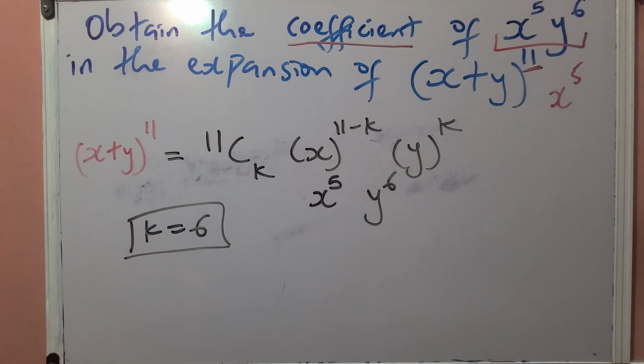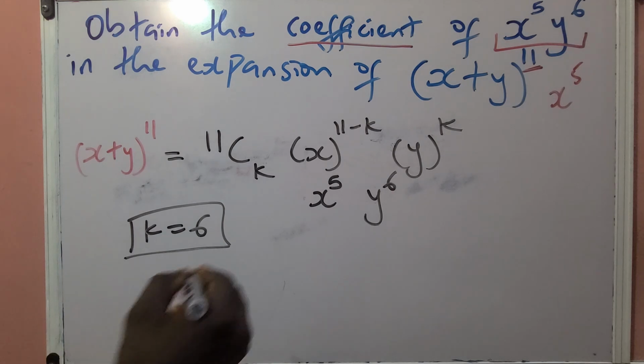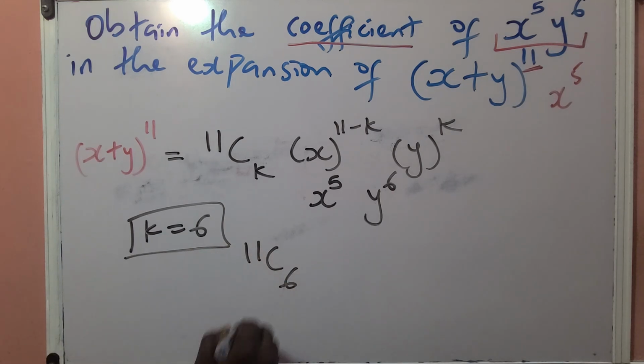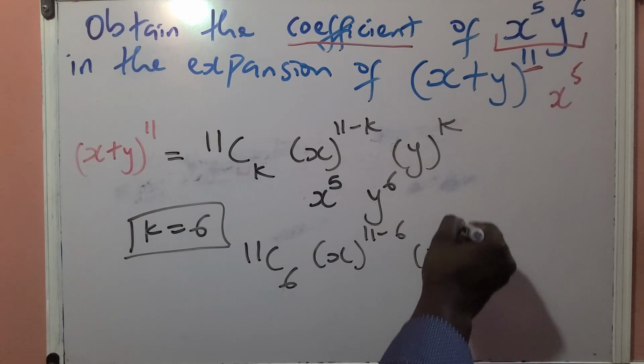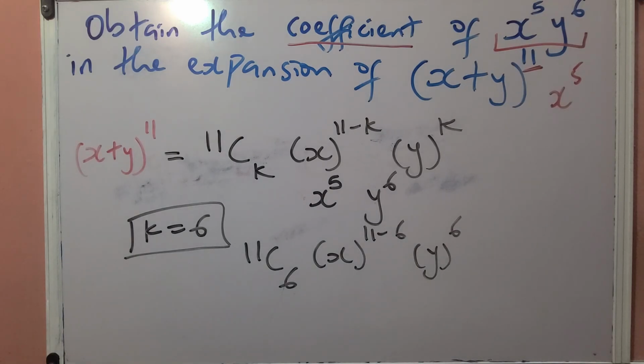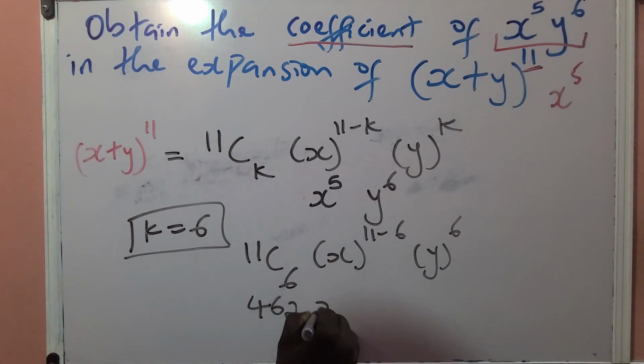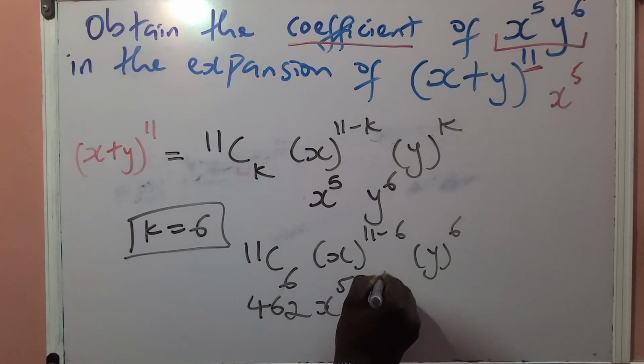So what you have to do then is, rather than expanding the whole thing, just go on to fix your k as 6. So what you'll be having now is 11 combination 6, x raised to power 11 minus 6, y raised to power 6. Of course, if you press this on a calculator, we're getting a value of 11 combination 6. You have to use a calculator here. Of course, there are other ways to find the combination, but the easier way is to use your calculator. That's 462. So you have the value of 462, x raised to power 5, y raised to power 6.